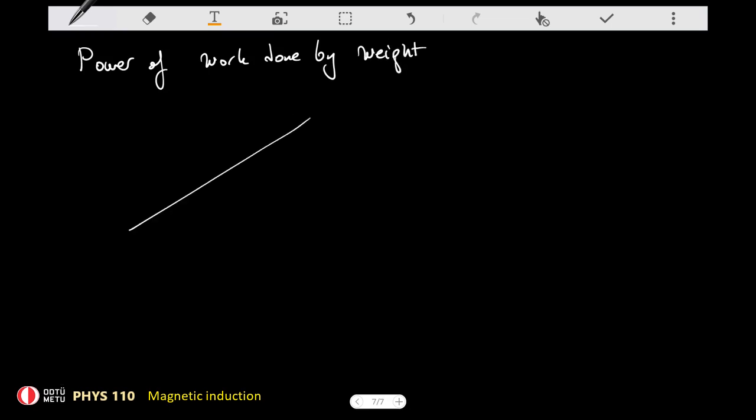So in that case, let's draw the incline again. The weight force is downward and the velocity is along that direction. Let me not write any angles in here. So this angle is theta, therefore this angle is 90 minus theta. So as a result, let's say it like this. This is the power of the weight force.